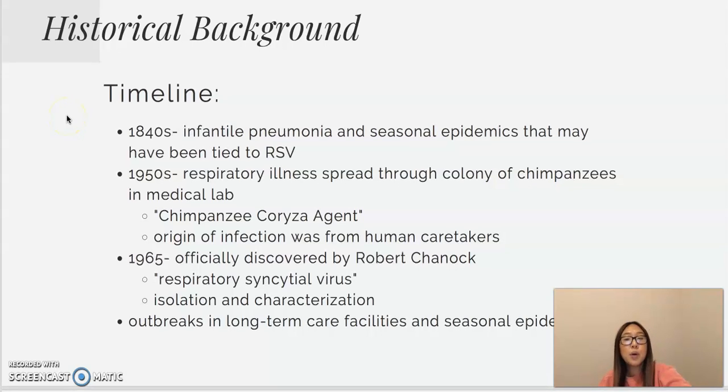And in the 1840s, there were signs of infantile pneumonia and seasonal epidemics that may have been tied to RSV. And in the 1950s, respiratory illnesses spread through colonies of chimpanzees in a medical lab, known as the chimpanzee coryza agent. It was thought that these chimpanzees were transmitting the virus among themselves. However, they found out that the origin of infection was actually from the human caretakers.